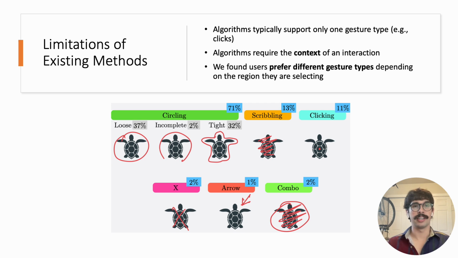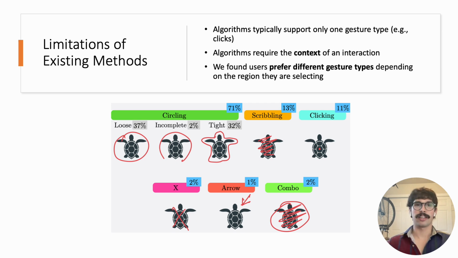While there's been impressive work in interactive segmentation over the past 2 decades, there are a few limitations to existing methods. The first one being that algorithms typically only support one gesture type at a time, such as clicks or rectangles. However, we found that users prefer different types of gestures depending on the region they're selecting. As a consequence, if a user wants to select different objects in an image with different gesture preferences, they're going to have to do all these different tool switches. Maybe they'll want to click on chocolate chips using a click tool, or they'll want to scribble on power lines to indicate they want to select them. This could lead to many tool changes just to accomplish a single selection task.